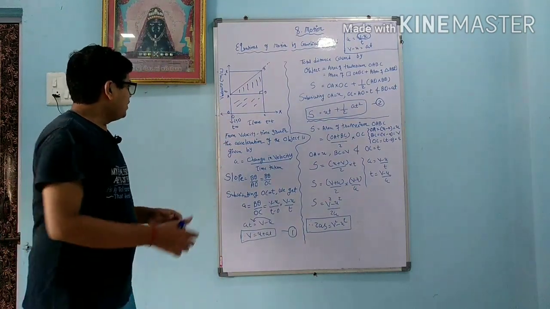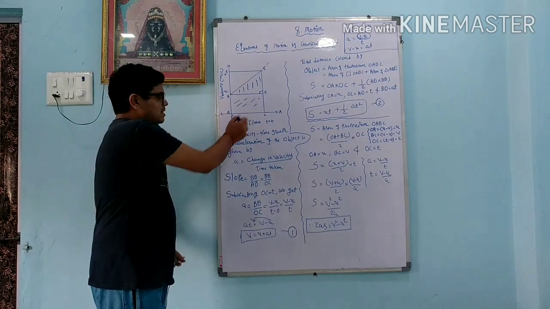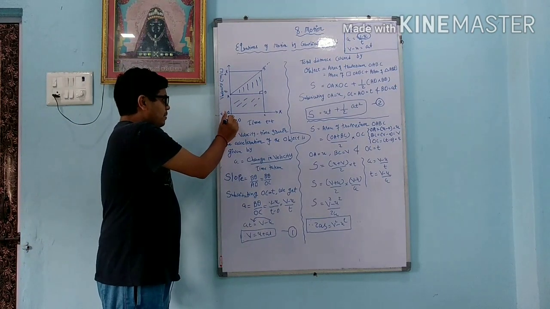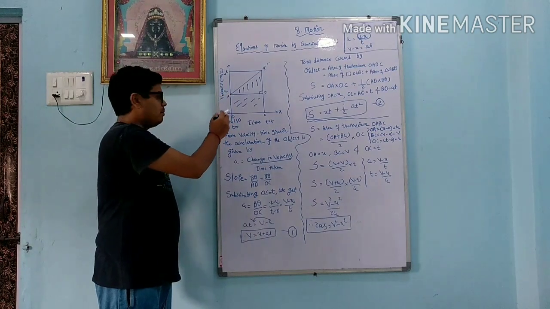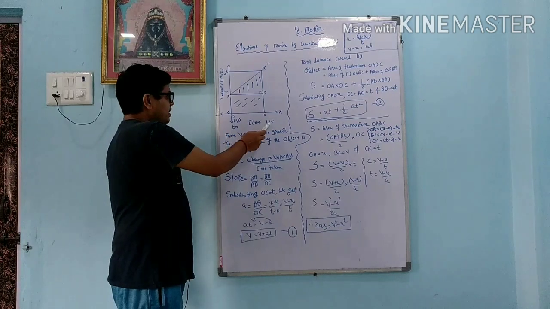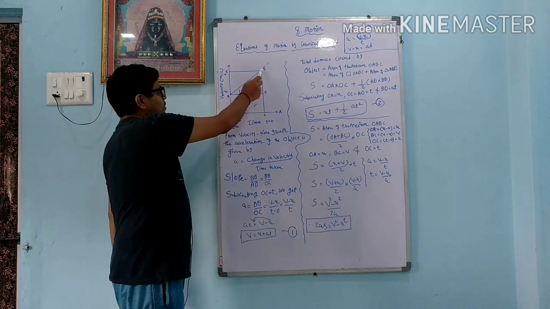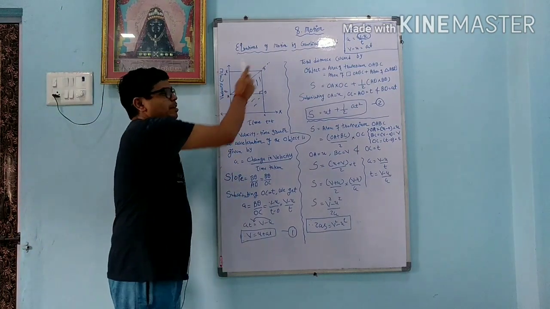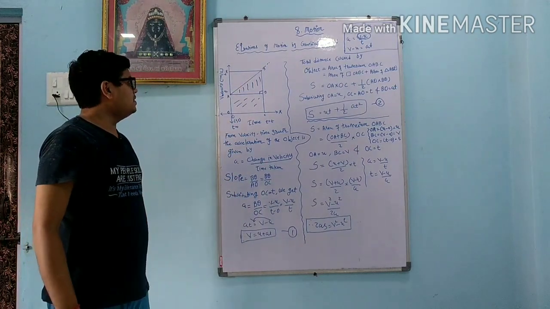This is one graph. In this graph I draw the velocity versus time graph. At t equals 0 time I am at the point A and my velocity is u. At t equals t time I am at the point B and my velocity is v. So I get one line, that line is AB.